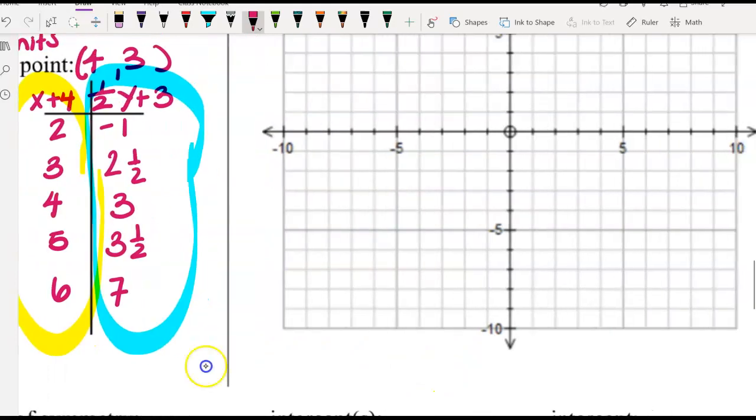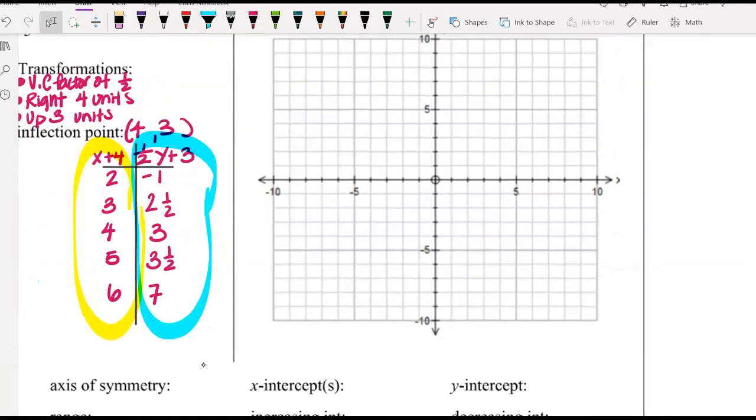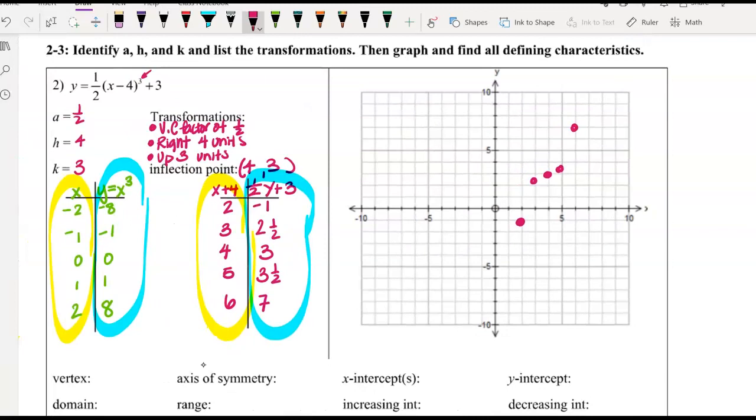Let's plot our transform table. All right, positive 2, down 1. Positive 3 is now 2.5. 4 is up 3. 5 is now 3.5. 6 is now all the way to 7. So you can see the y values in comparison to the parent are slightly different. We shift it, we move right, we move up, and not only that, we have the y's. So look at that. It looks totally different, right?